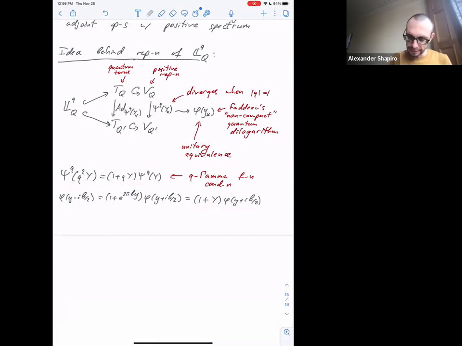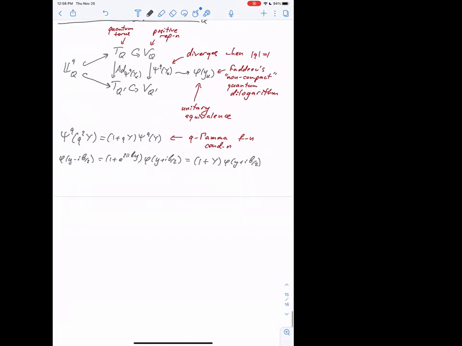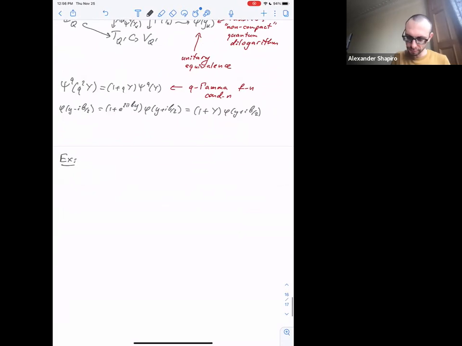All right, now let's see an example of how this works. Let's take our favorite quiver for U_q(sl2).